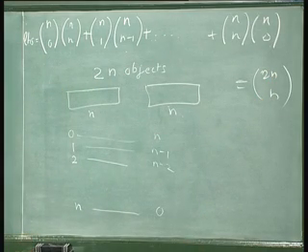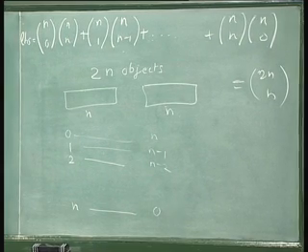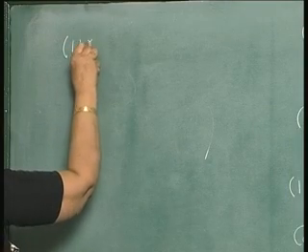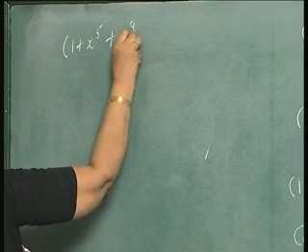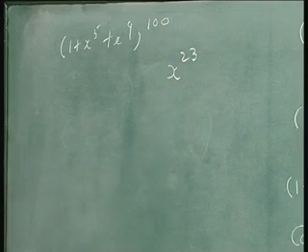Now, let us consider a small problem. What is the coefficient of the term x power 23 in (1 plus x power 5 plus x power 9) to the power of 100? You want to find the coefficient of x power 23. How can you find this out? Now, how can you get 23 by having 5s, 9s and 1s? There is only one way of doing it.